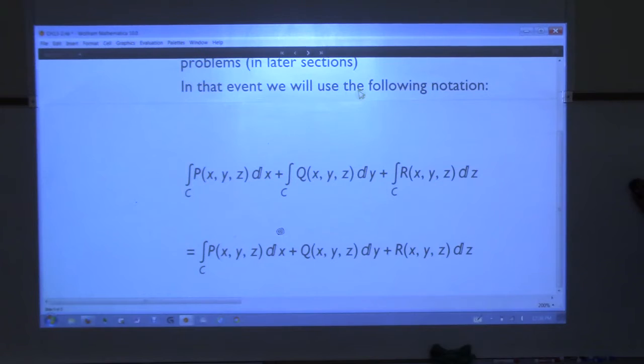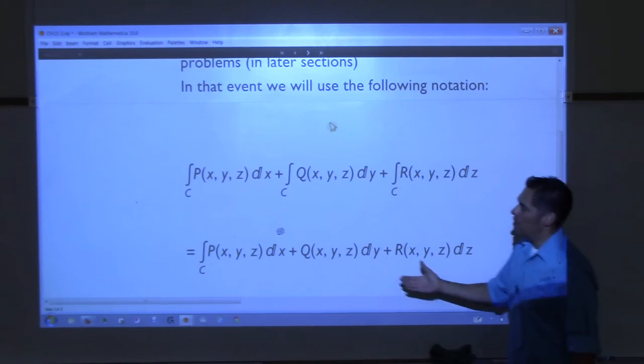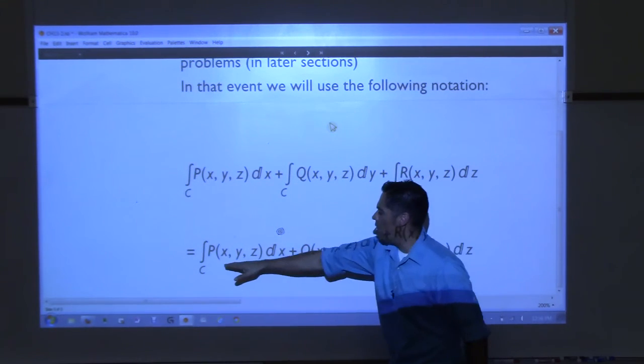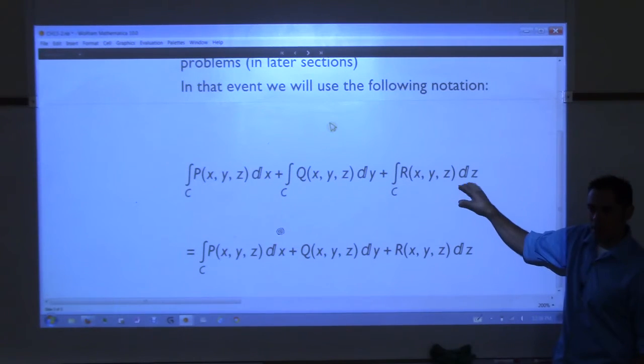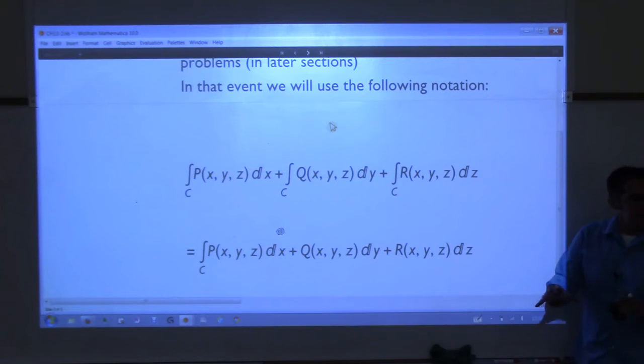And just like before, if they all appear together in one integral, it really means you're splitting it into three separate integrals and doing each one. So this is just an extension of what we just did, yes? Nothing new?